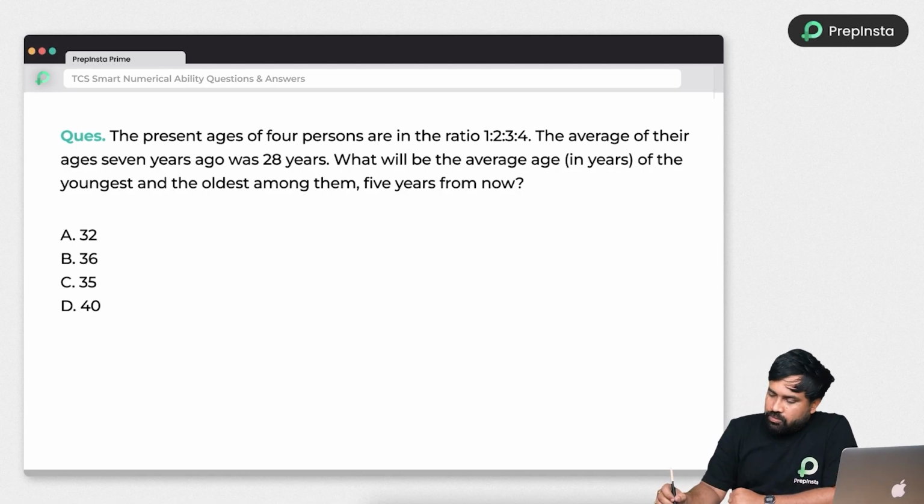So again I'm telling you, try to pause the video and try to solve it on your own first, then look into the solution. Okay, just look into the problem.